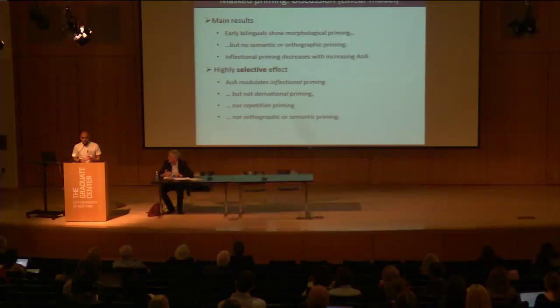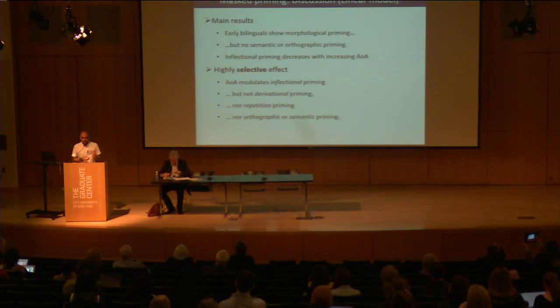Neither for morphological priming nor for the orthographic and semantic set did any of the other factors play any role. So proficiency, length of residence in Germany, and usage of German didn't play any role in priming effects. To summarize, early bilinguals show morphological priming, no semantic or orthographic priming, but then that inflectional priming effect decreases when language is learned later.